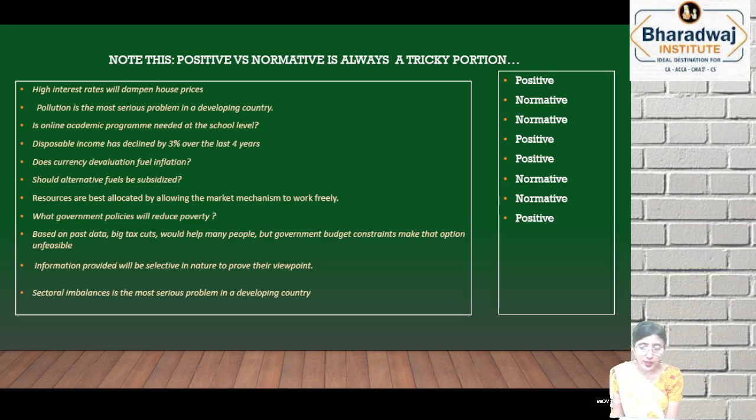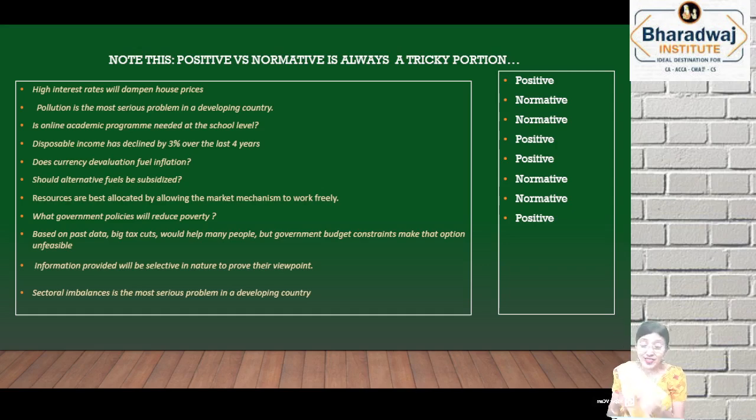Based on past data, big tax cuts would help many people, but government budget constraints make that option unfeasible. Do you first understand the sentence? Tell me the meaning of the sentence. They are giving you data. They say that a big tax cut would help people, but because of the government budget and the constraints, it's not possible. Very good explanation.